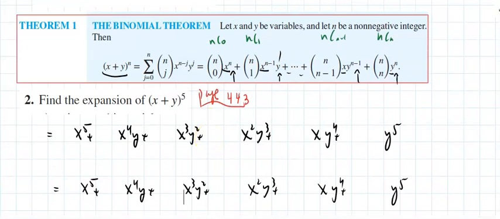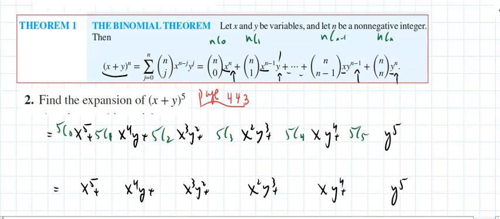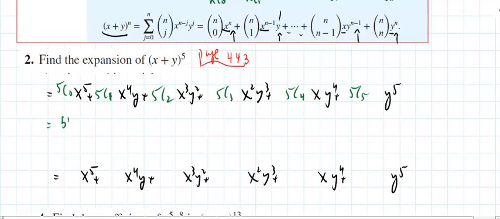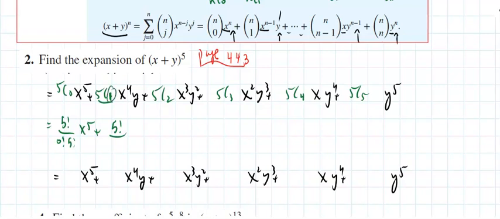So if I want to use the binomial theorem, that's really saying this is 5 NCR0, this is 5 NCR1, 5 NCR2, 5 NCR3, 5 NCR4, and 5 NCR5. Or they're simply saying, if you really think about it, this is 5 factorial over 0 factorial and 5 minus 0 factorial. This is 5 factorial over 1 factorial, and 5 minus 1 factorial is 4 factorial.